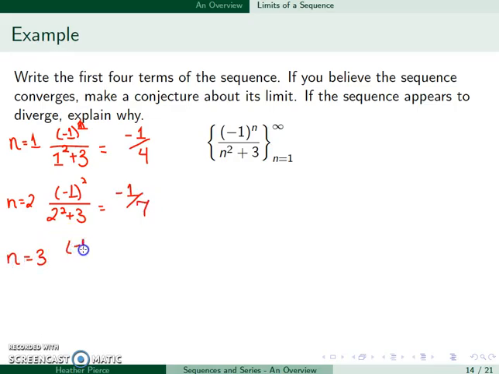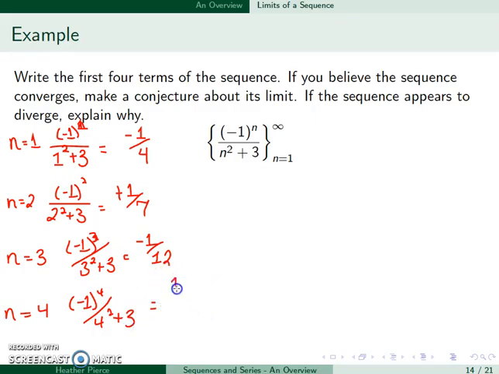For n equal to 3, I have negative 1 cubed over 3 squared plus 3, and this is negative 1 over 12. And for n equal to 4, negative 1 to the 4th, over 4 squared plus 3. So negative 1 to the 4th is positive, over 16 plus 3, which is 19.